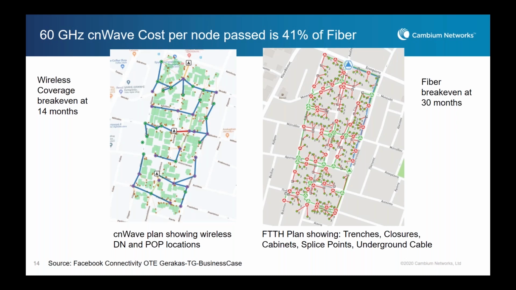And on the right, fiber to the home requires a significant outlay of capital up front. I need to plan all of those trenches, cabinets, lay the underground cable, and provide all of those splice points. And so with the complexity of fiber, not only is the cost per node just 41% of the cost of fiber when I deploy this using cnWave, but the time to market is significantly faster as well. I can get this wireless network up and running and start collecting revenue from those subscribers significantly faster than waiting for all of this fiber infrastructure to be deployed.